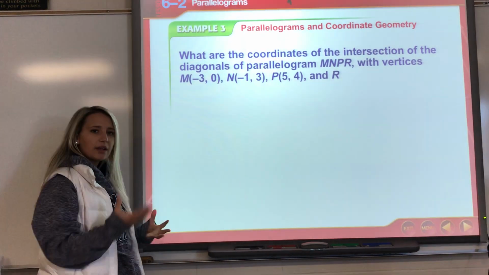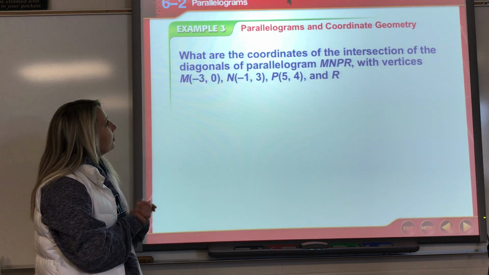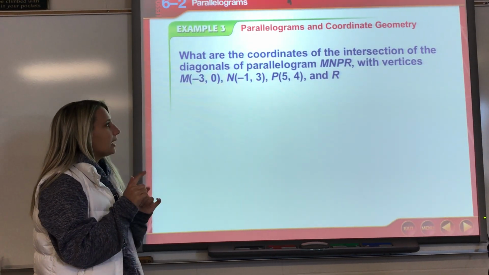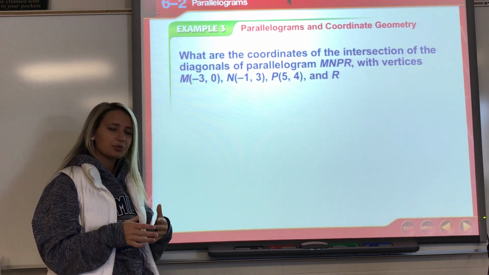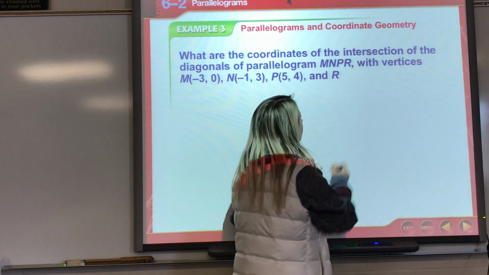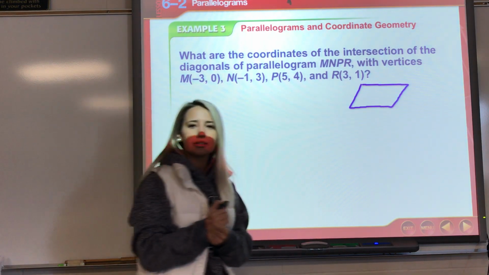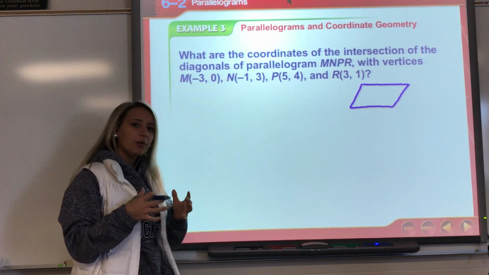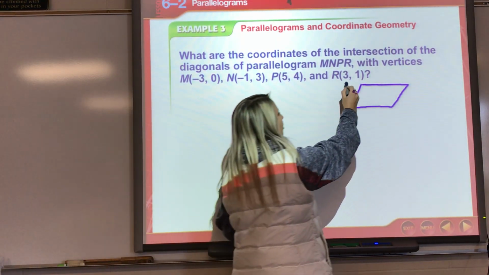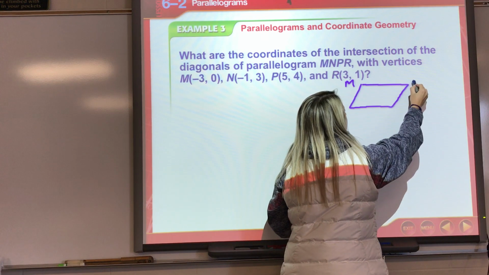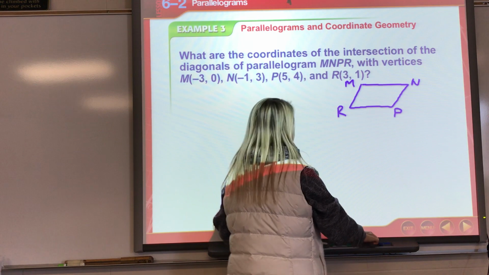Okay, so here's another example. We're using some coordinates. So we're given parallelogram MNPR. Okay, so I really want you guys to draw a little diagram because that's really going to help you. So I'm just going to draw a parallelogram. All right, pretend that that's perfect. Remember that when we're labeling these polygons, they go in order. So I'm going to start with M up here, N here, P here, and R here.